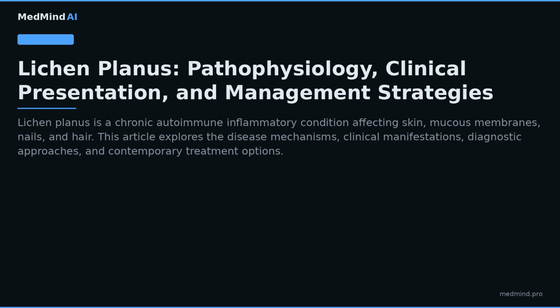Lichen Planus, Pathophysiology, Clinical Presentation, and Management Strategies. Lichen planus is a chronic autoimmune inflammatory condition affecting skin, mucous membranes, nails, and hair. This article explores the disease mechanisms, clinical manifestations, diagnostic approaches, and contemporary treatment options.